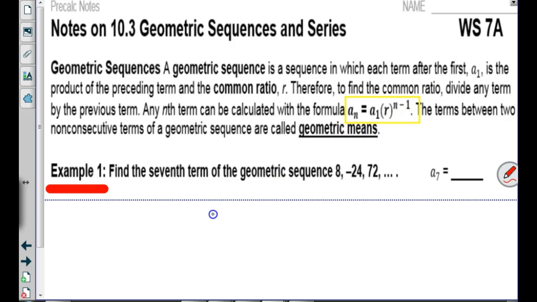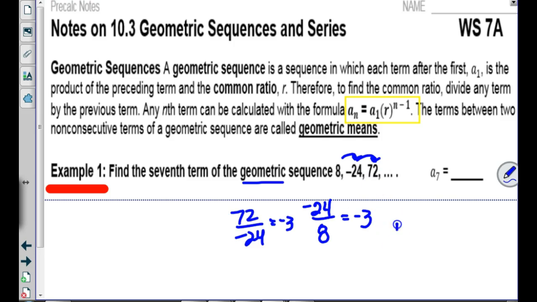So let's try example 1. Find the 7th term of this sequence. Again, 3 terms would normally not be enough, but if they told you right here it's geometric, then you do know that it's multiplying by what? -3. So you can pick any term, divide it by the previous term, and you'll get the same. So 72 divided by -24 is -3 as well. So R is -3. How do we get the 7th term?